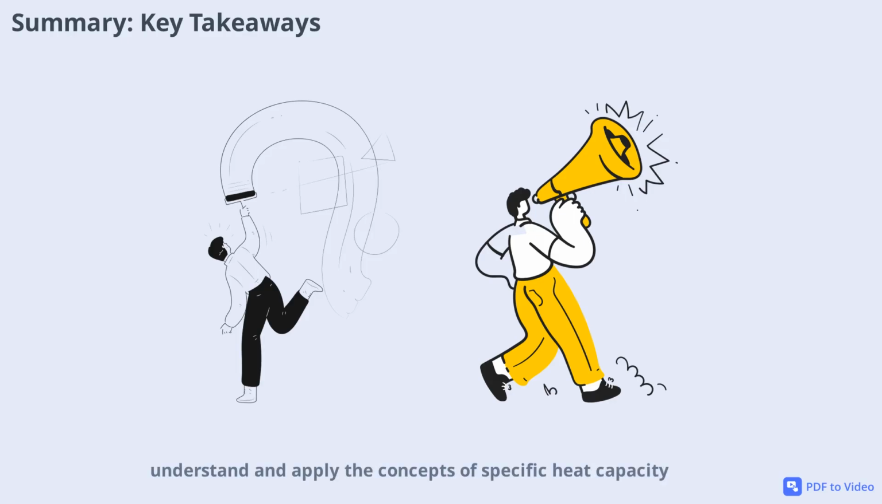Understand and apply the concepts of specific heat capacity, latent heat, thermal capacity, and thermal expansion. Practice interpreting graphs, calibrating thermometers, and solving calculation problems. These skills are essential for mastering thermal physics at the IGCSE level.